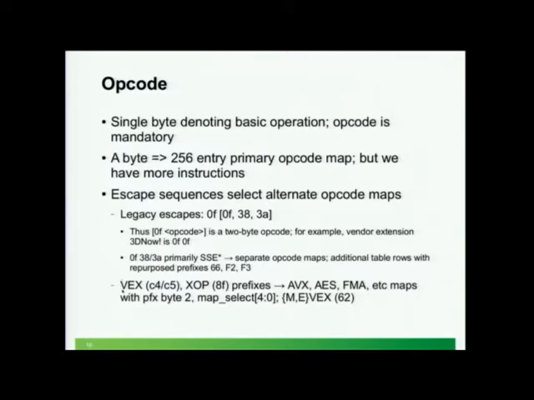And then you have the VEX prefixes, which are two, and the XOP, which is another one. And those are AVX, AES, FMA instructions, and so on. So when you encounter those bytes, you know that if you're in 64-bit, you escape to a different map. So you have to switch decoding.